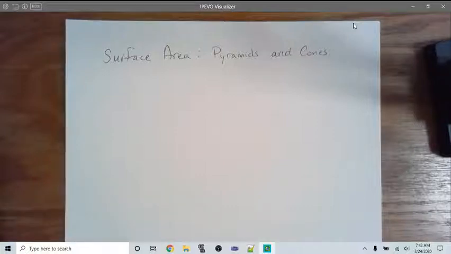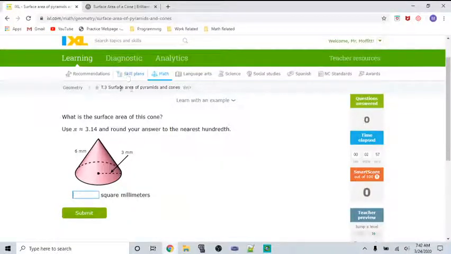All right, as you can see, today's topic will be dealing with surface area of both pyramids and cones. And it won't necessarily be in that order. I wrote this out and then went and opened up IXL, and I decided to pull that topic up under geometry. And you can see that the very first one that we're going to look at is going to be a cone, actually.